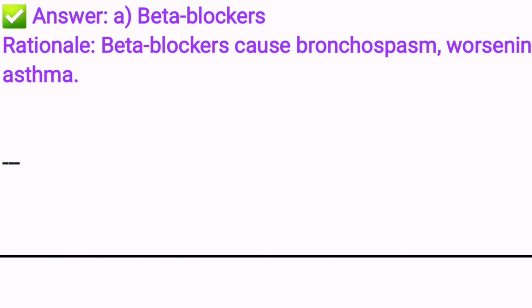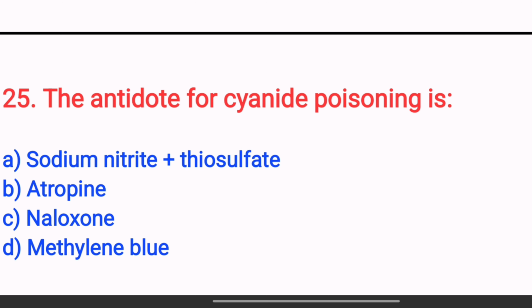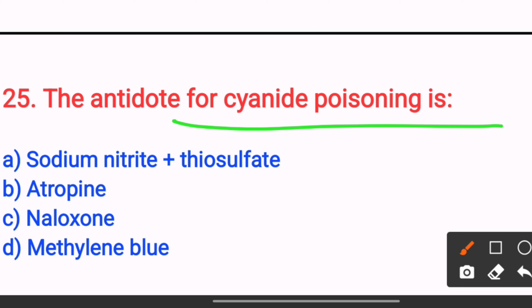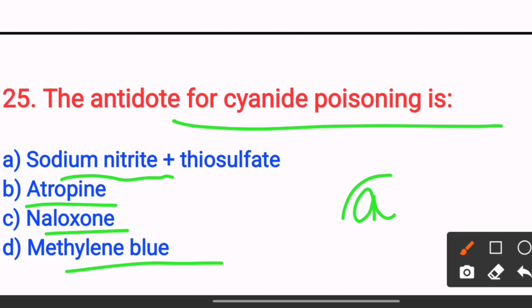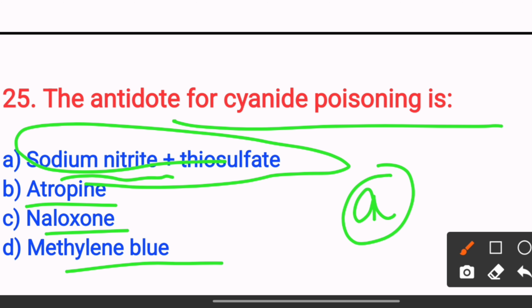Next, the antidote for cyanide poisoning is option A, sodium nitrate plus thiosulfate. Option B, atropine. Option C, naloxone. Option D, methylene blue. The answer is option A, sodium nitrate and thiosulfate.